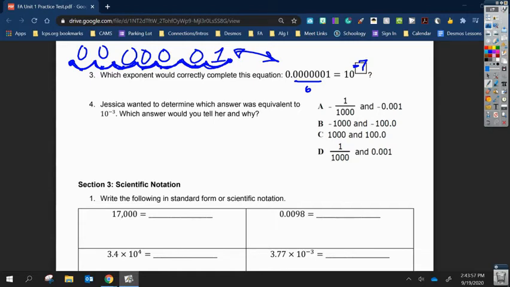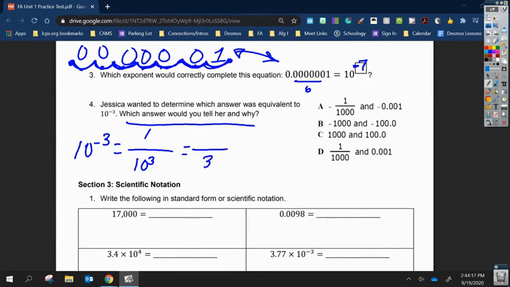Question 4 said that Jessica wanted to determine which answer was equivalent to 10 to the negative 3. Which answer would you tell her and why? If I was doing this work the correct slow way, we know that a negative exponent moves things to the denominator. 10 to the third power is not 30. We don't have a 3 up here. It's 1. And this negative exponent just becomes positive.